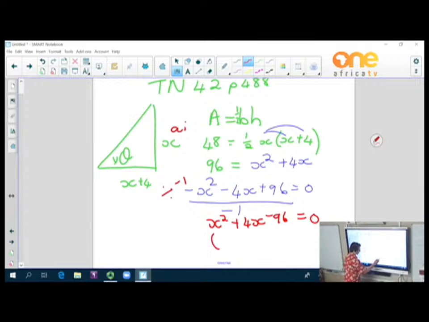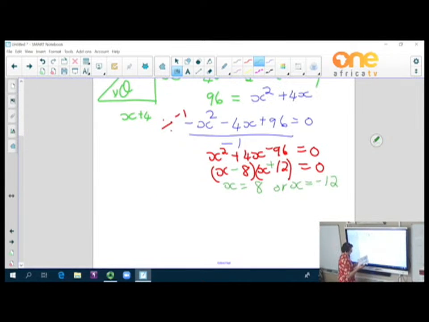We're going to solve this with factorization. So it is x and x, and factors of 96 which, if you subtract, will give you 4 are 8 and 12. Signs differ. The biggest combination is positive and this one is negative. So x is equal to 8 or x is equal to negative 12.